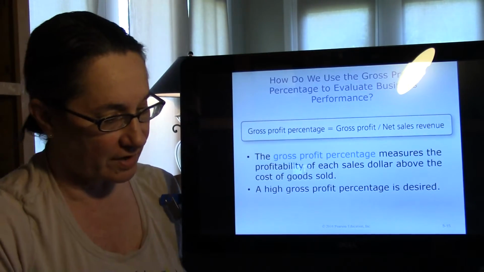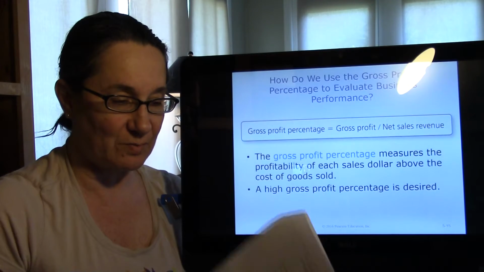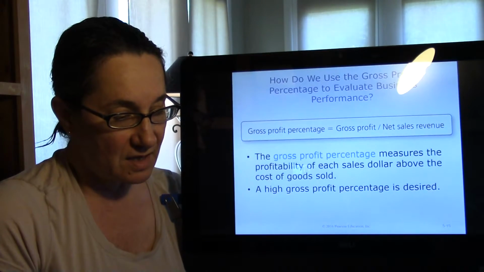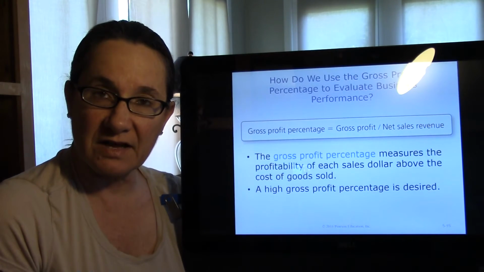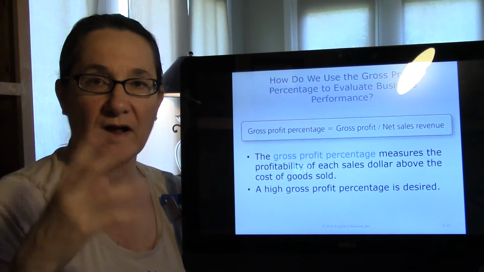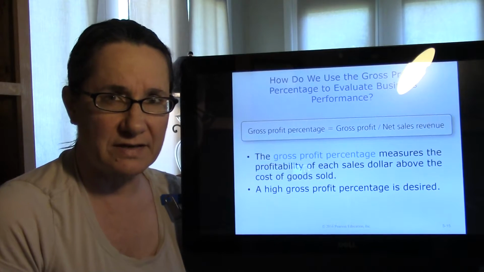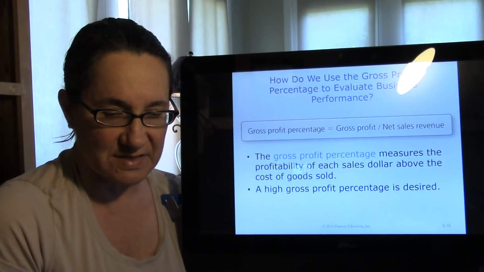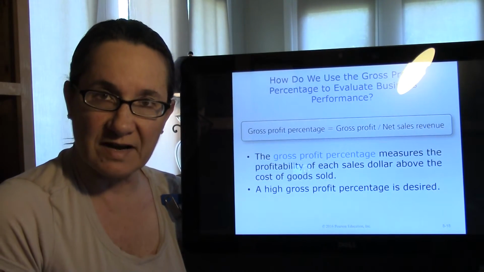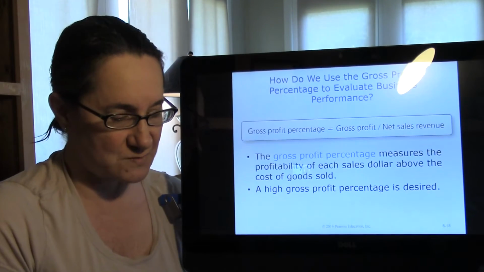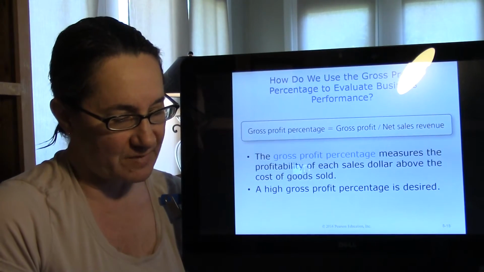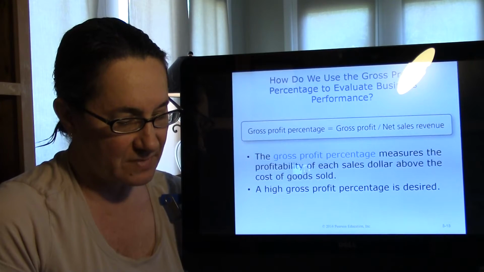We're going to learn how to use the gross profit percentage. Remember, at the end of the class, in Chapter 15, we'll incorporate all of these ratios. We're learning them one at a time right now, but at the end of the semester, we'll go through the financial statements and apply all the ratios. So don't forget about these. They will come back at the end of the semester.